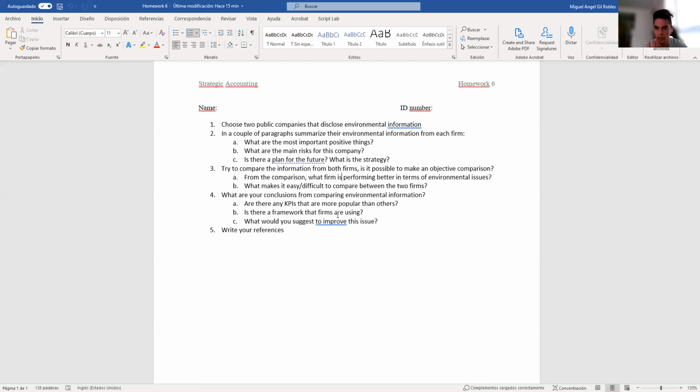Also, is there a framework that they are using? Because we have learned a lot of different frameworks here, at least 2. Is there a framework? Is there an environmental management system put in place? And finally, and this is also very interesting, what would you suggest to improve this issue?